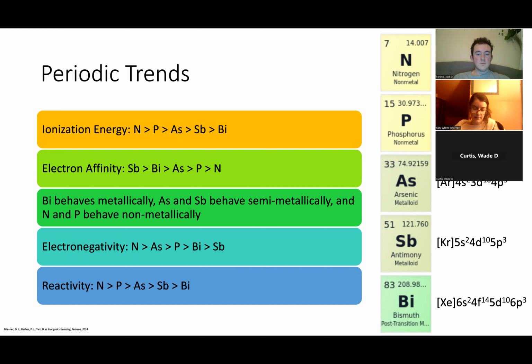The electronegativity is slightly variable, but decreases in general as you go down. Nitrogen does have the highest, and antimony has the lowest. And we see that the reactivity also increases as you go down the column.